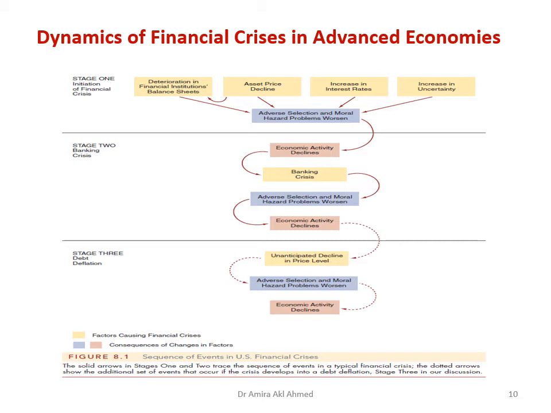In the second stage, termed the banking crisis, adverse selection and moral hazard problems become far more severe, resulting in reduced credit. In the third stage, termed debt deflation, firms' net worth declines and therefore lending and investment spending remain depressed for a long time. Let's discuss these three stages in more detail.